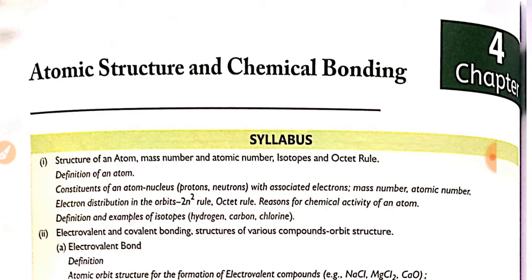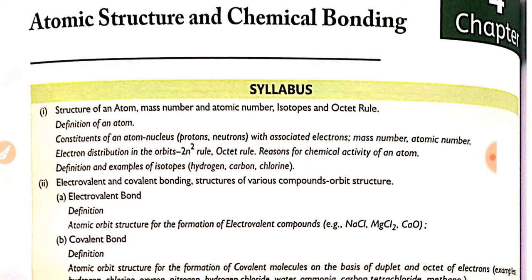Today we will discuss atomic structure and chemical bonding, which is chapter 4 of your course book. In this chapter of your syllabus, you have to read about the structure of the atom, mass number and atomic number, isotopes and the octet rule. In lower classes, 7 and 8, you already read about the structure of the atom, mass number and atomic number.